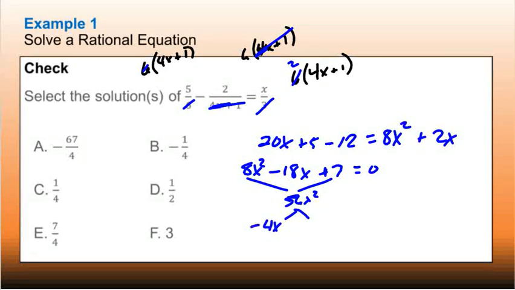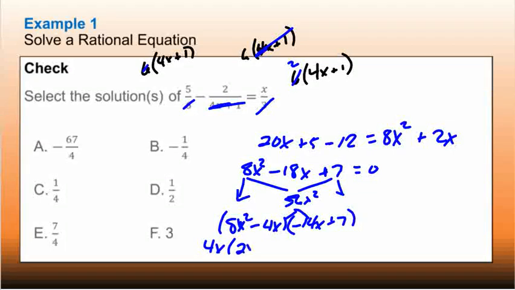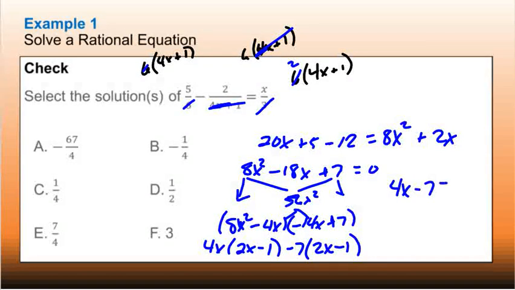4x, so negative 4x and a negative 14x. Bring down the sides. Factor. So now I can factor out a 4x here, and I get 2x minus 1. Over here I can factor out a negative 7, and that gives me 2x minus 1. So I have 4x minus 7 equaling 0, and I have 2x minus 1 equaling 0.